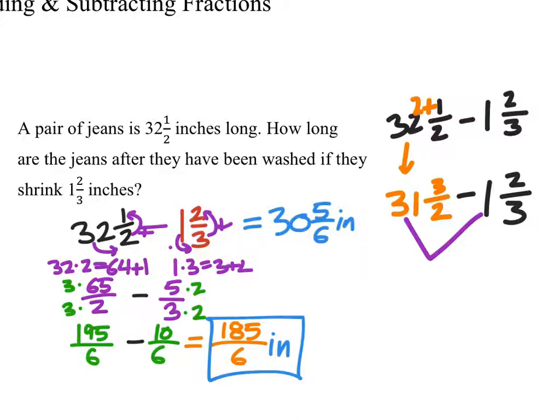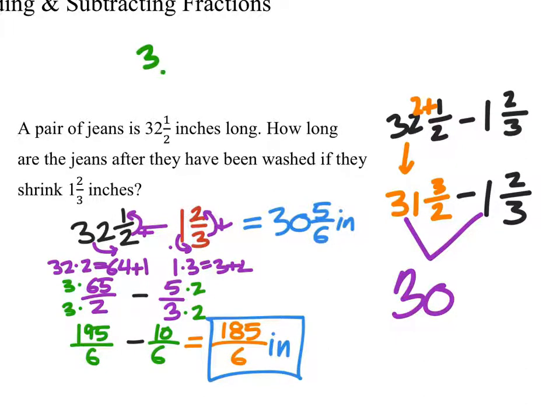Because now I got 31 minus 1, which is 30. And I have 3 halves minus, well, I guess I should have changed those into mixed numbers, or to the same denominators first. Dang it. Alright, that's okay, no worries.